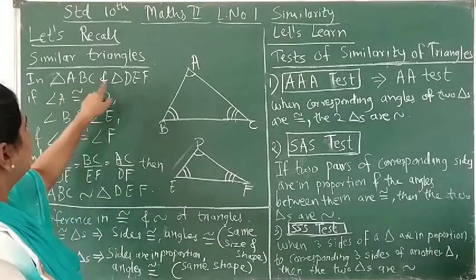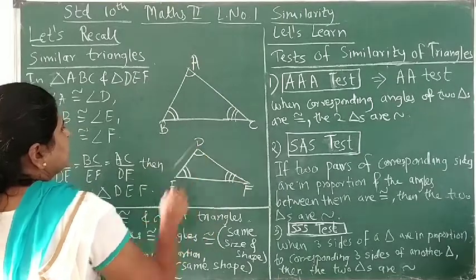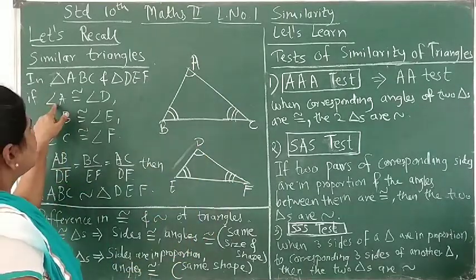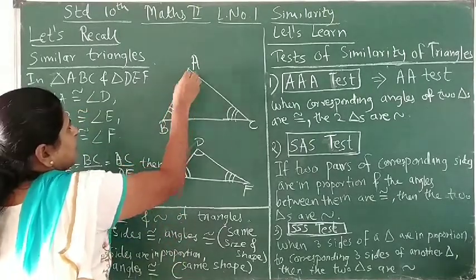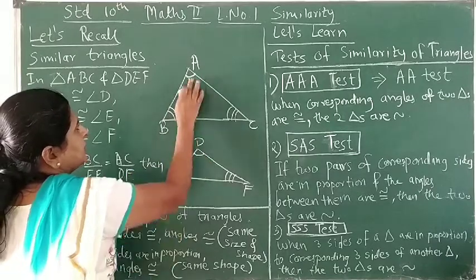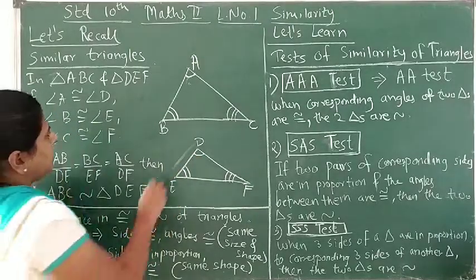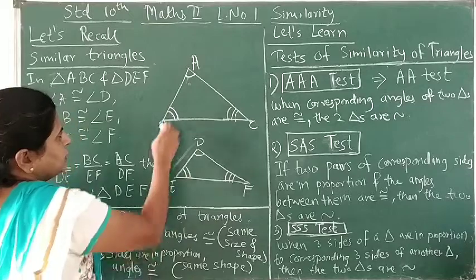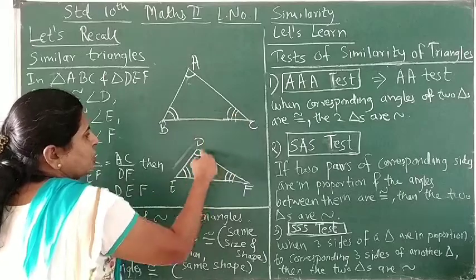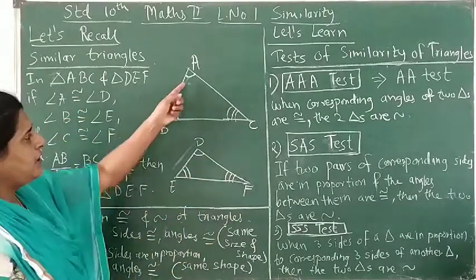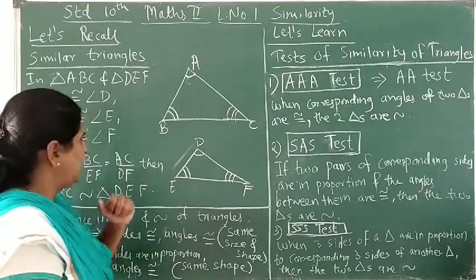Suppose triangle ABC and triangle DEF are given to us, where we find that angle A is congruent to angle D, angle B is congruent to angle E, shown with identical marks, and angle C is congruent to angle F. So these three angles of the first triangle are congruent with the three corresponding angles of the other triangle DEF.